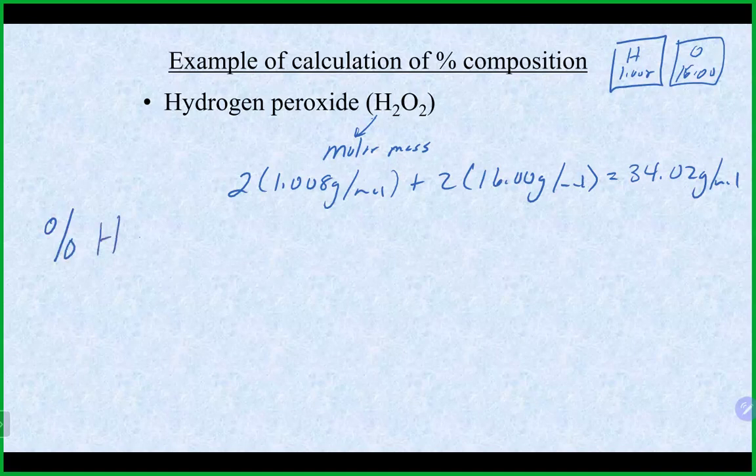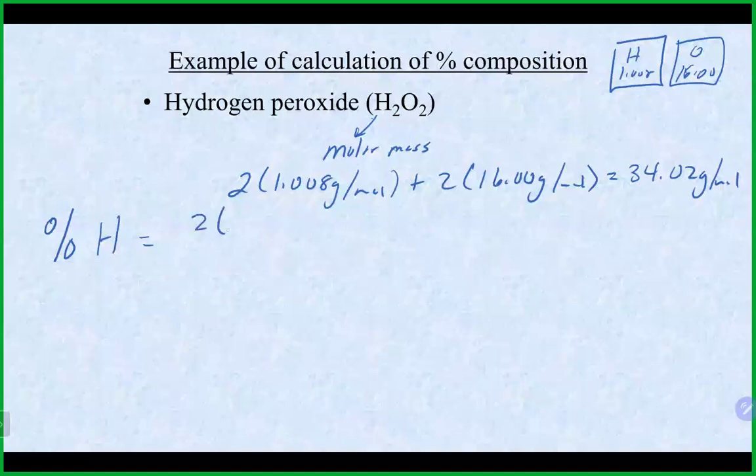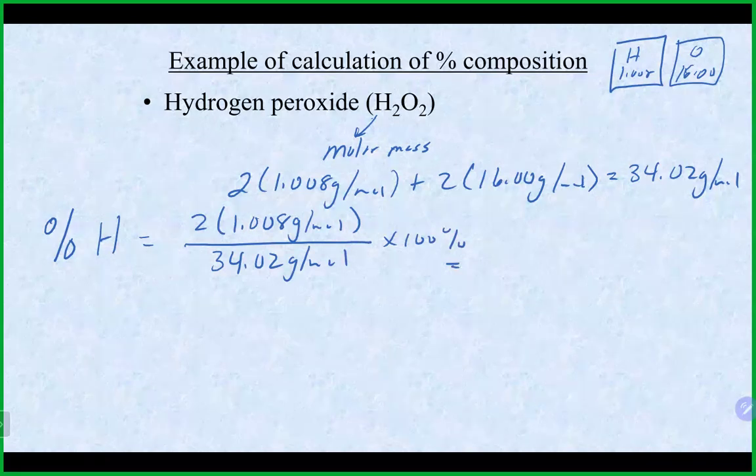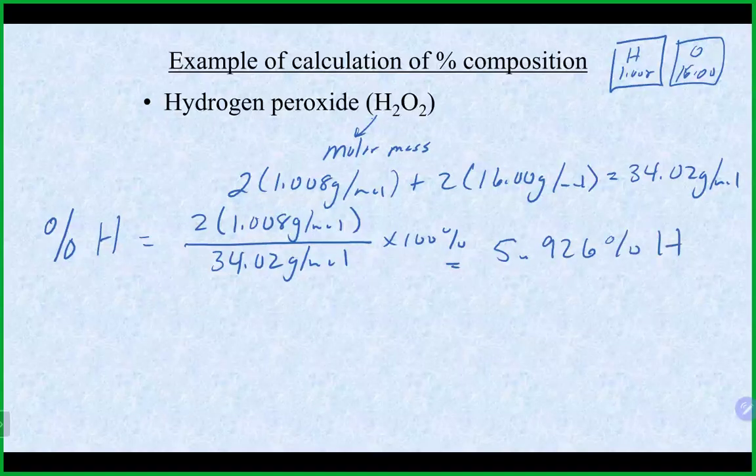So we can do the percentage of hydrogen. Now to get the mass of hydrogen in that compound, since there are 2 of them, we do need to get the mass of the 2 hydrogens. And we need to divide it by the molar mass of the entire compound that we just calculated and times it by 100%. So that's 2 times 1.008, or 2.016, divided by 34.02 times 100. That will give us that by mass, hydrogen peroxide is about 5.926% hydrogen. So it's made up of about 6% hydrogen in this case.